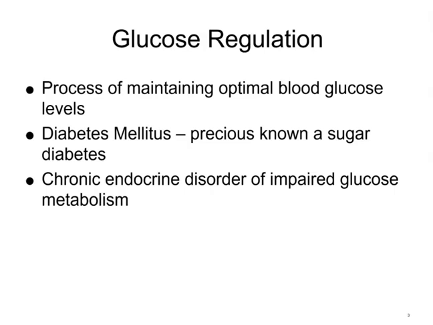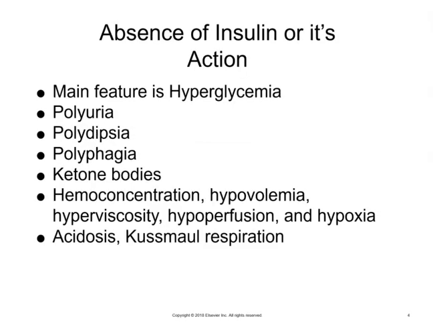For glucose regulation, we have a process of maintaining optimum glucose levels in our bodies. Diabetes mellitus is known as sugar diabetes. This is a chronic endocrine disorder of impaired glucose metabolism. And as you know, glucose in our bodies is the main source of fuel. We have to have glucose in order to live. So with diabetes, we either have an absence of insulin or its action. Lack of insulin comes from lack of production, or there is a problem with the insulin use at the cell receptor.